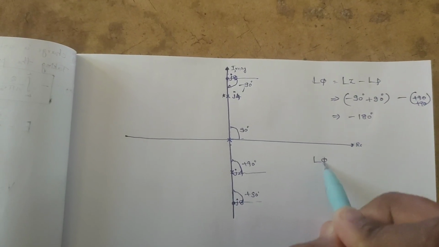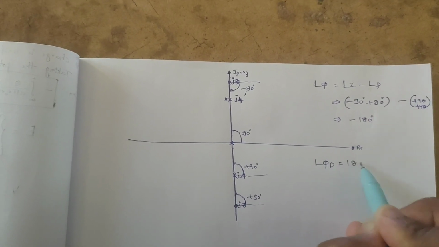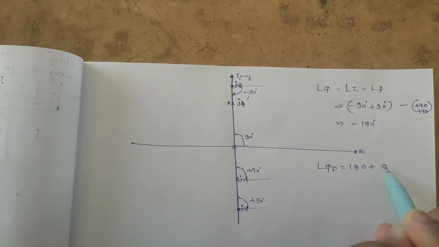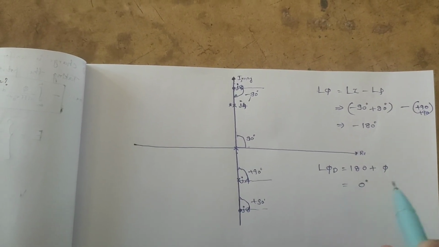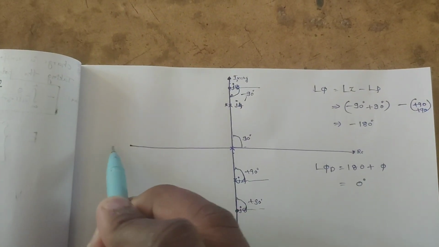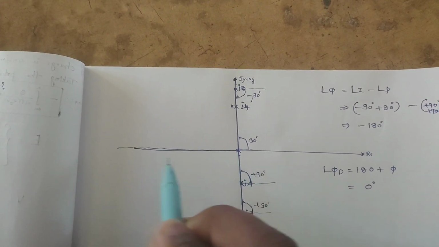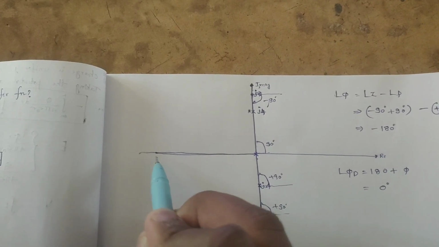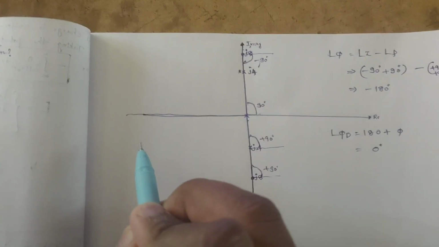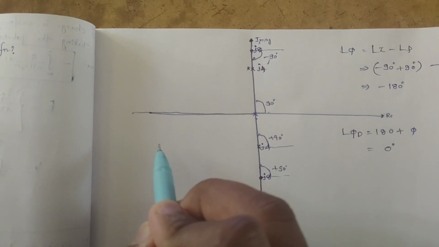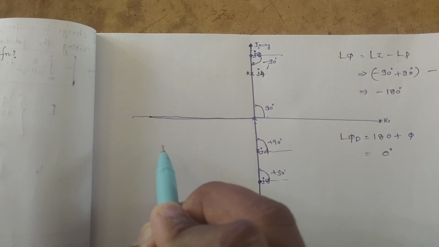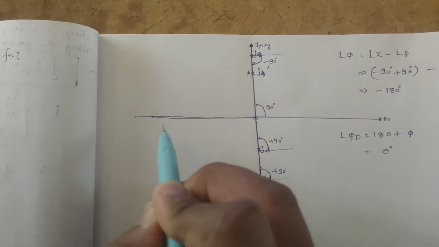We know angle of departure is equal to 180 plus angle of phi, which gives 0 degrees. And root locus exists on the real axis where it has an odd number of roots on the right side.